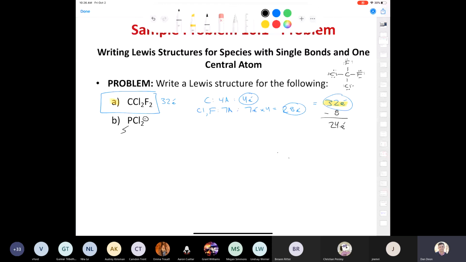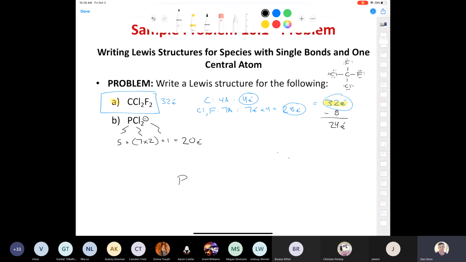So phosphorus has a total of 5 valence electrons because it's in group 5A. Chlorine has a total of 7 valence electrons because it's in group 7A. We multiply that by 2, so we have 5 plus 7 times 2, but we have the negative charge, so we're going to add 1 more. So that's 14 plus 5 is 19, plus 1 is 20 electrons. Remember, you add 1 for a negative charge, so we add 1 electron, right? Electrons are negative.